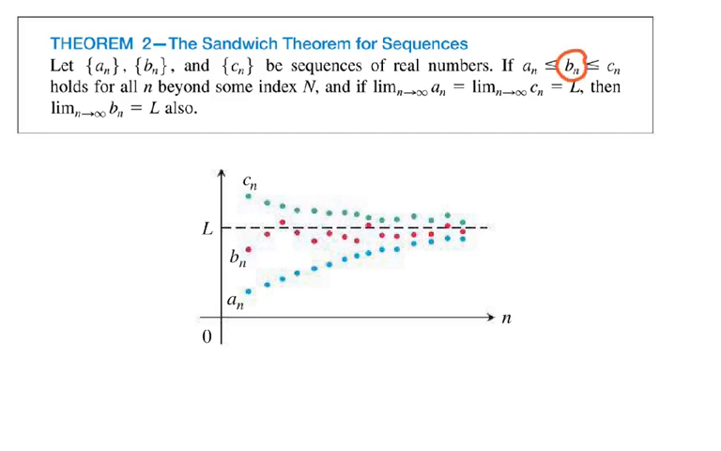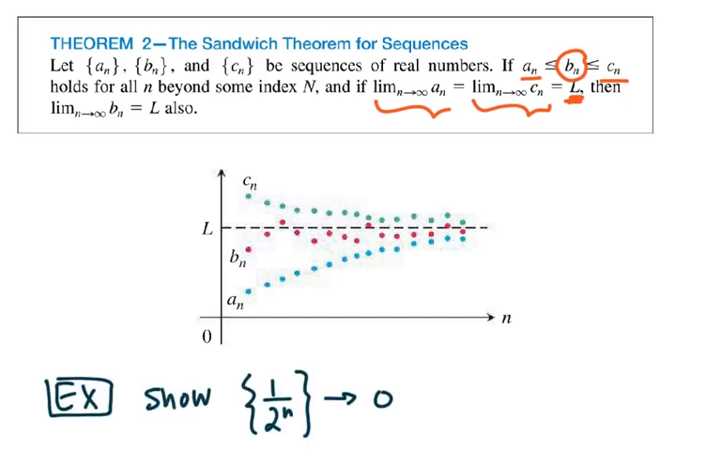If b sub n is sandwiched between all of the points for a and c, then it holds that as long as the limit of the sequence A matches the limit of the sequence C, giving us L, then the one in the middle, sequence B, must also go to L. Okay? So if the sequence bounding it on the bottom and the sequence bounding on the top converge to the same value, then the sequence that's in between them must also converge to the same value.